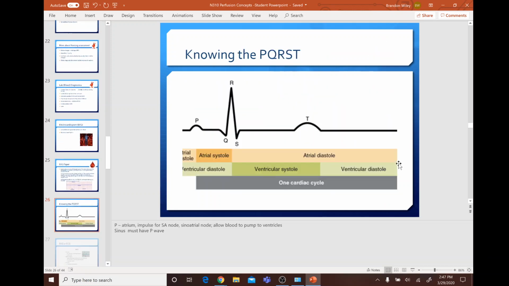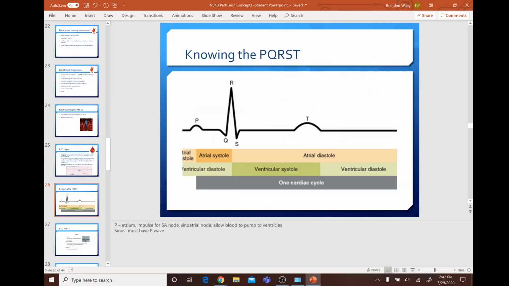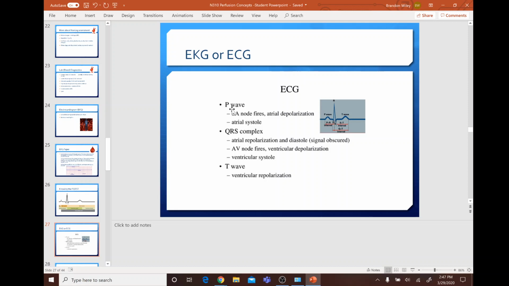EKG, 6-second intervals, multiply times 10. So, okay, PQRST. Here's what we need to know. The P is atrial contraction, atrial systole. The QRS is atrial diastole and ventricular systole. And the T is the ventricular diastole, okay? If you have a sinus rhythm, it must have a P wave, okay? So, just to sum it up, P wave, what is it? It's the SA node firing, the atria depolarizing, contracting, stuff like that.